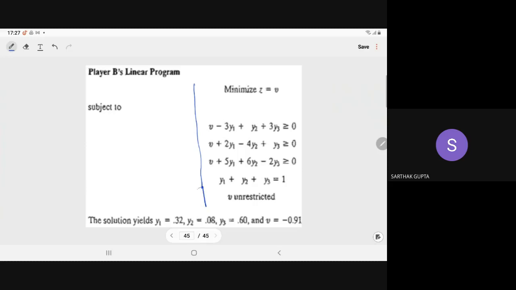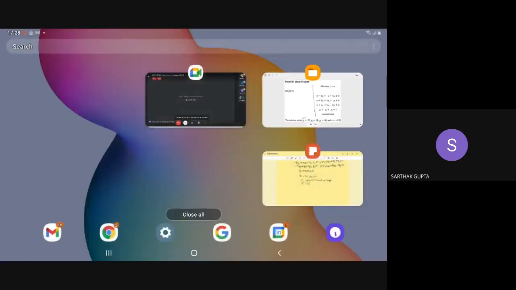Clear? So when we apply the simplex method, at that time you will get y1 as 0.32, y2 as 0.08, y3 as 0.60, and the value of the game will come to minus 0.91. Minus 0.91 means if the payoff matrix is given for player A, B is winning by the amount 0.91 and A is losing by the amount 0.91.